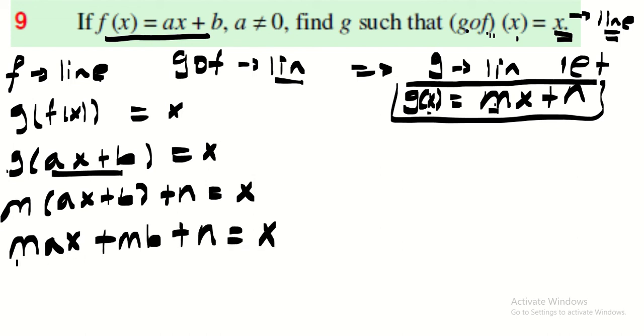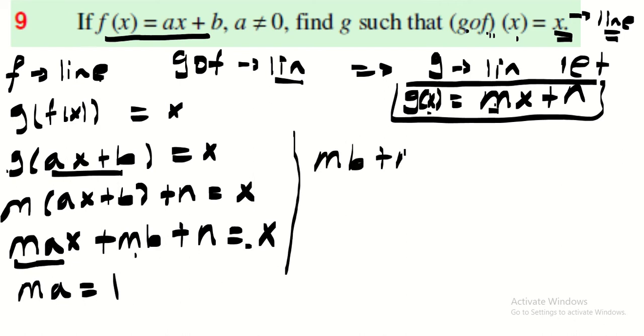That means now the coefficient of x here has to match the coefficient of x on the other side. That means ma must be 1. m times a has to be 1. Okay, the next one, mb plus n is equal to 0. That means mb is equal to negative n.